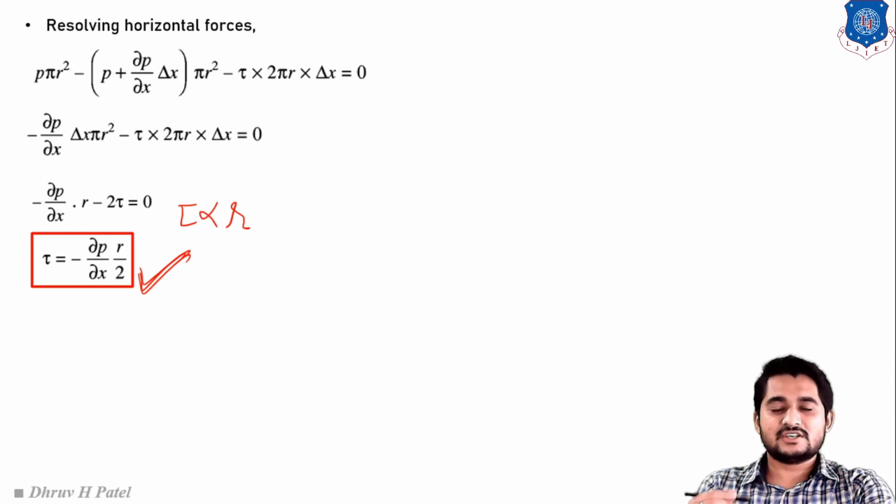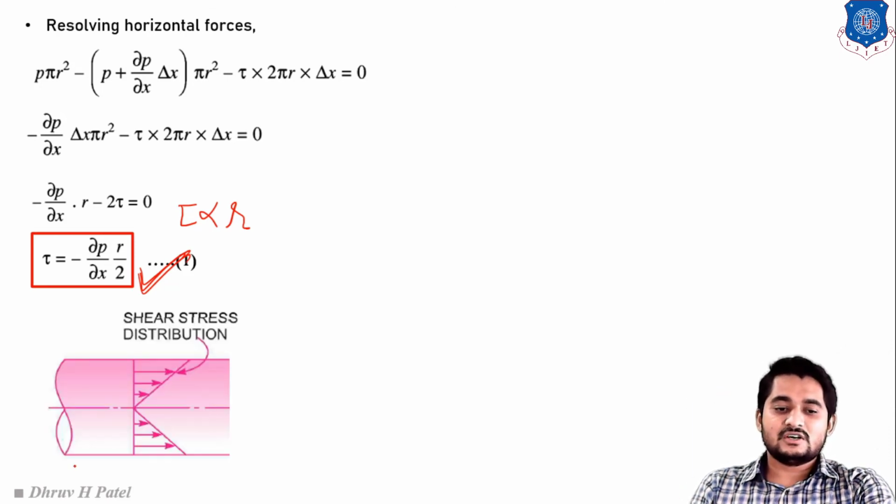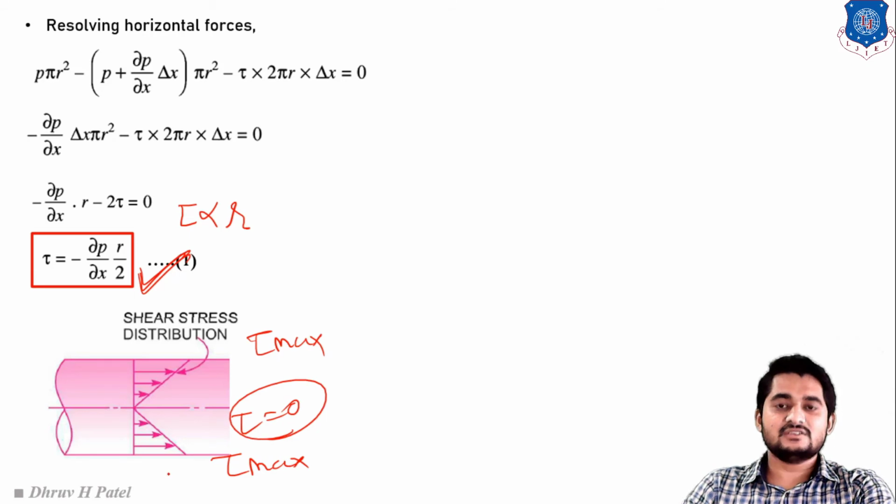So if we want to draw the shear stress distribution, then we can draw that shear stress is maximum at the boundary, tau maximum is here, and tau is equal to 0 at the center point. Clear? That is it from the first segment.